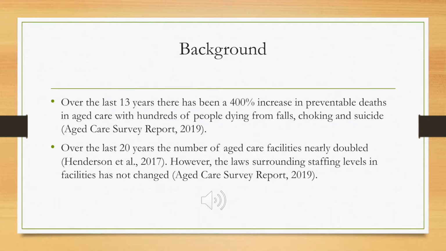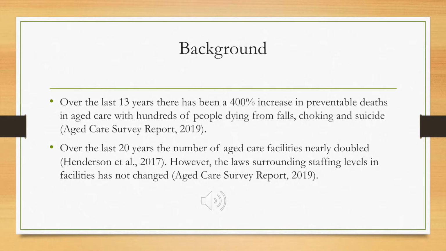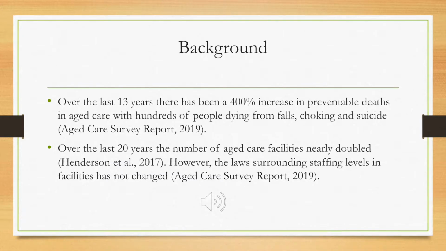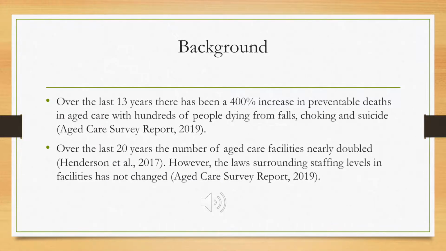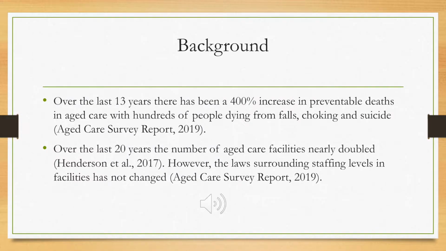So, a background. Over the last 13 years, there has been a 400% increase in preventable deaths in aged care, with hundreds of people dying from falls, choking, and suicide. The key word here is preventable. If there were adequate staffing levels, the incidences of these deaths would be significantly reduced.